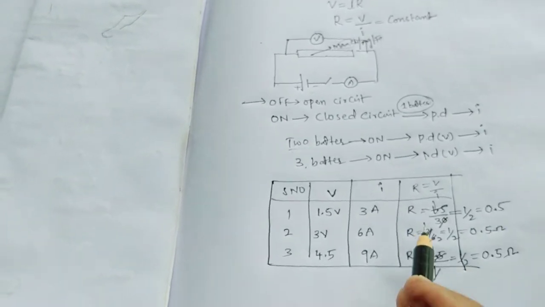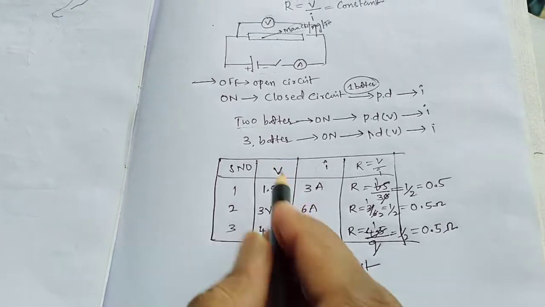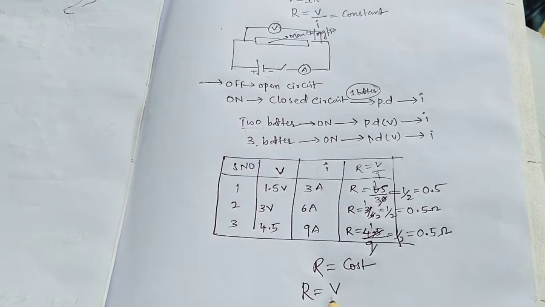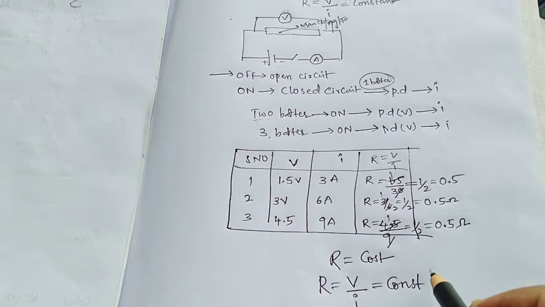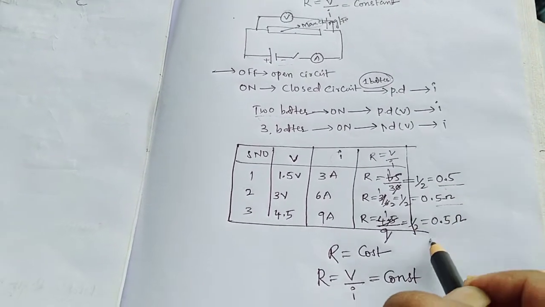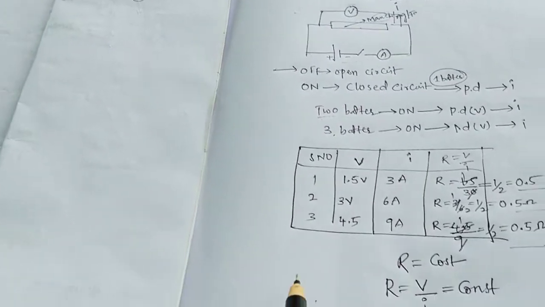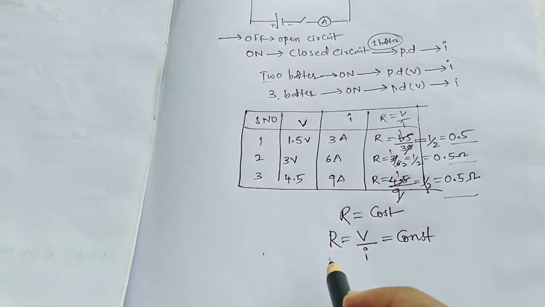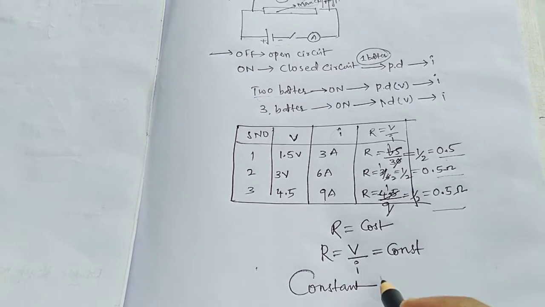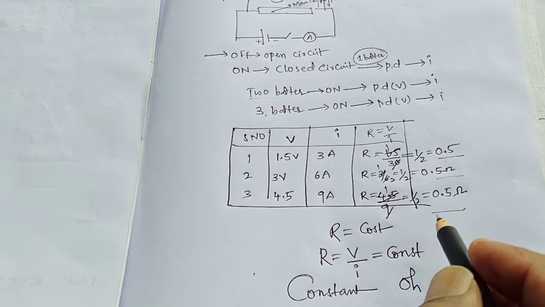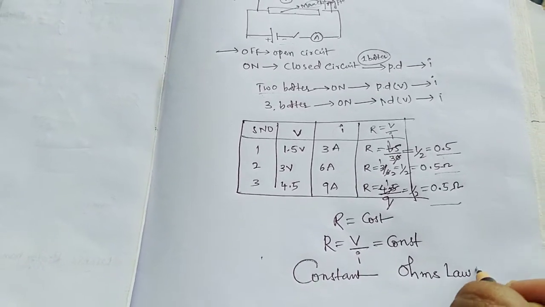In these three cases, R is constant. R is equal to V by I is equal to constant: 0.5, 0.5, 0.5. Hence, each and every time the value is constant. So this is how Ohm's law is verified.